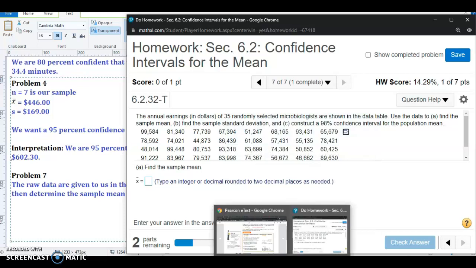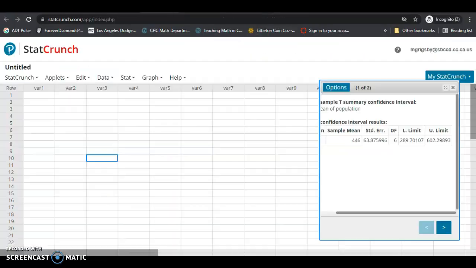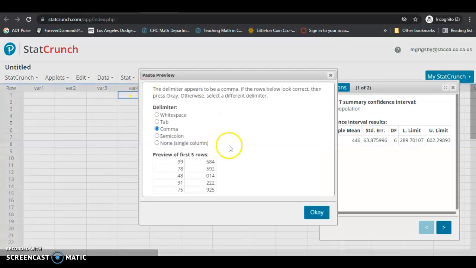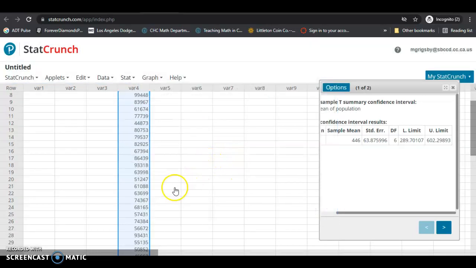Okay, and then we're going to go to StatCrunch. And then in an empty column, we're going to input the data. If you see this little box here, if you copy and paste, let's go ahead and select none. Let's put the data into a single column, just like that. You want the data in a single column rather than several columns.